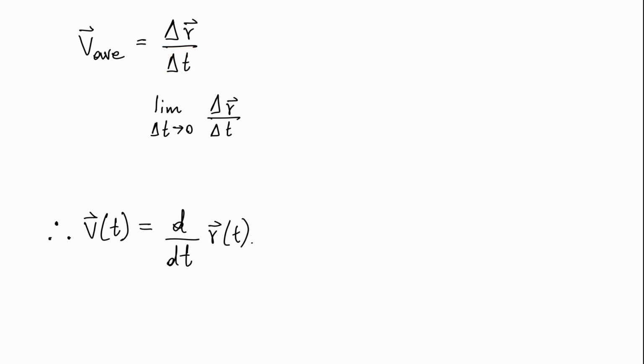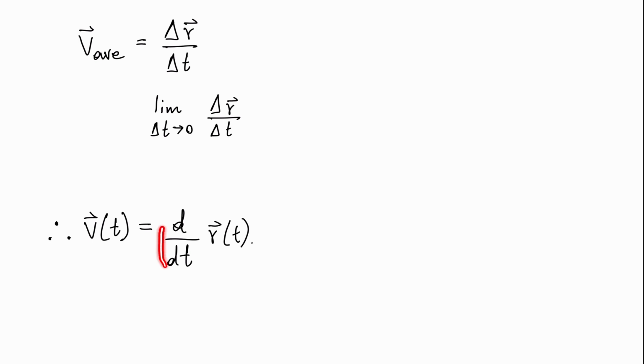Actually, there's a mathematical way of doing this, that is to take the limit as delta t approaches 0. Then that limit as delta t goes to 0 of this quotient is defined as a derivative. So therefore the instantaneous velocity is given by the time derivative of the position vector. So if we take the time derivative of a position vector, we obtain the instantaneous velocity.